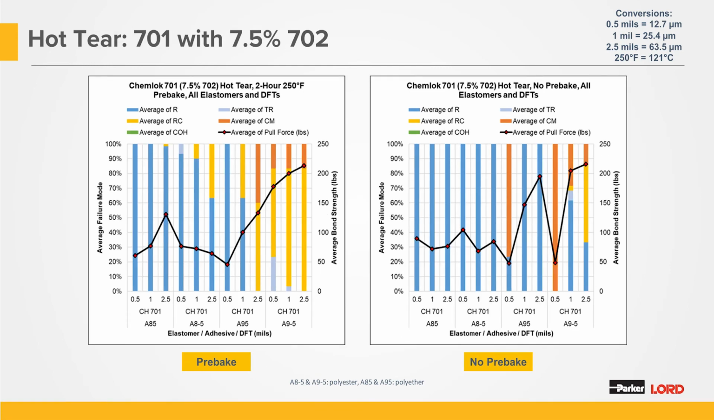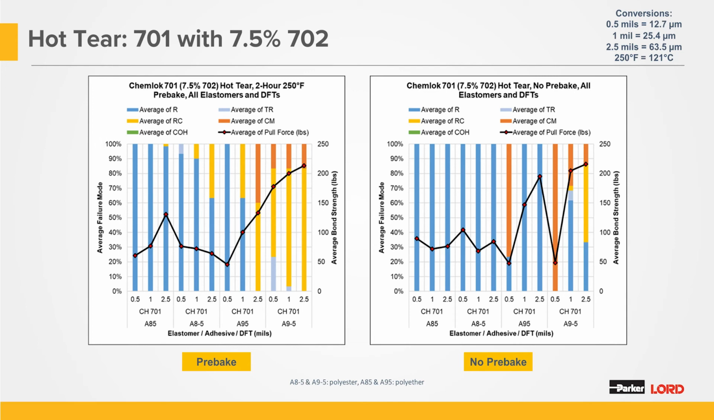Here are the results for hot tear testing at a 7.5% ratio of Chemlok 702. Generally, rubber retention is once again higher for the lower durometer compounds under both pre-bake conditions. We see mostly rubber retention without pre-bake, and overall the no pre-bake condition yielded higher rubber tear than the pre-bake condition. Similar to the data set for 5%, there's higher rubber to cement failure with the preheat due to that cross-linking of the Chemlok 702.